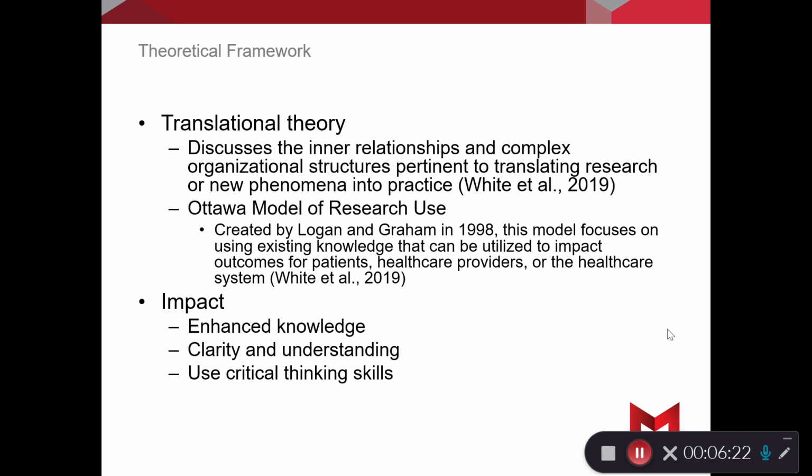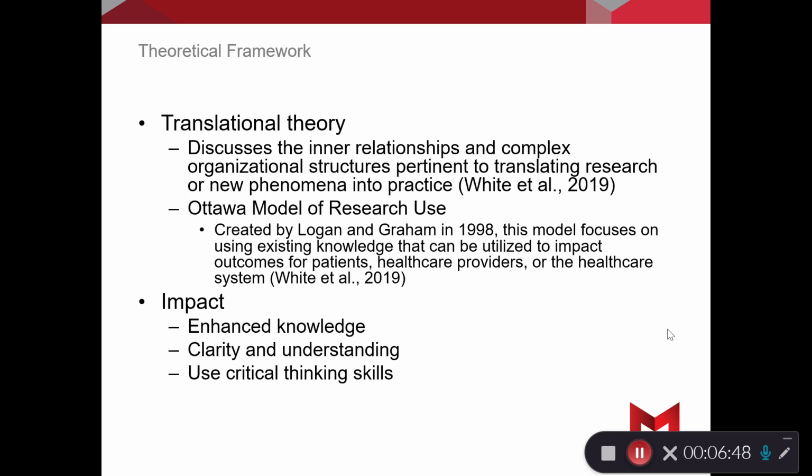So that's why I felt that this theory, this model, fitted with my project, and it made sense with it. So the impact that this theory has brought to my project is that it increased the knowledge of the model and of the translational theory.